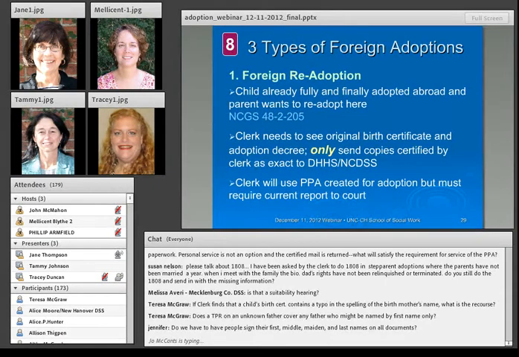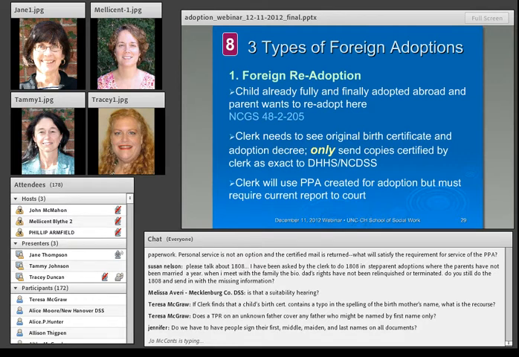Okay, let's talk about some foreign adoptions, because they certainly come to the clerk's attention and they absolutely can be confusing. There are at least 3 types of foreign adoptions. The first one is what I'd call the classic foreign readoption. This is a child that's already fully and finally adopted abroad, and the parent wants to readopt here.